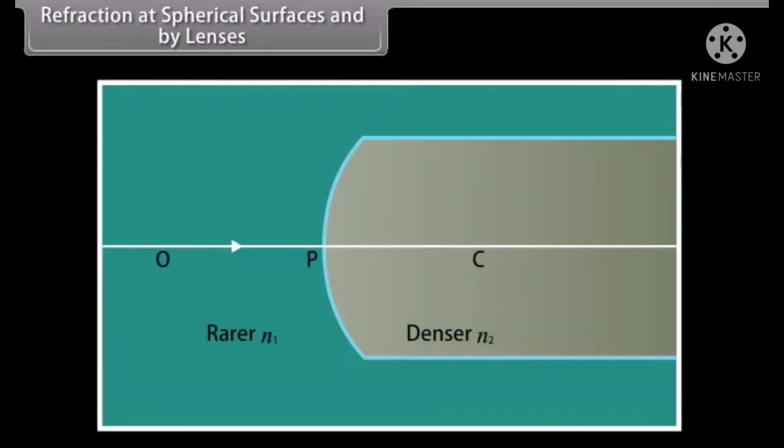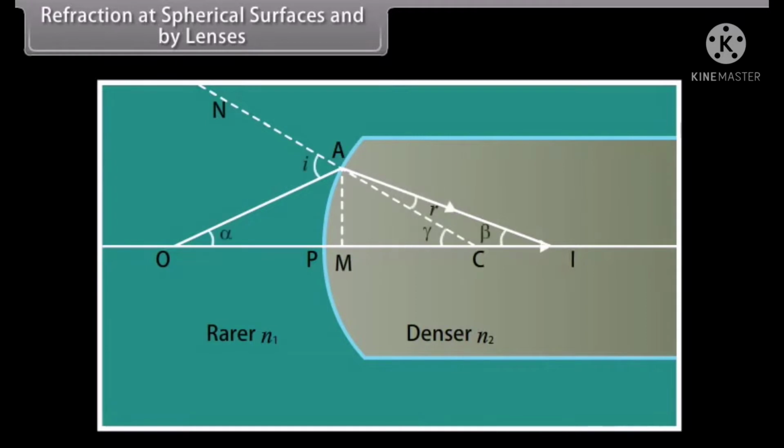Refraction at spherical surfaces and by lenses. Refraction at a spherical surface. The figure given shows a convex refracting surface separating two media. Let P be the pole and C the center of curvature of the refracting surface. Let N1 and N2 be the refractive indices of rarer and denser media respectively.